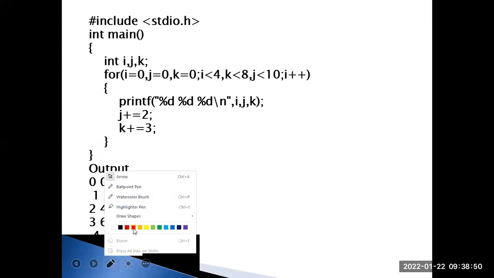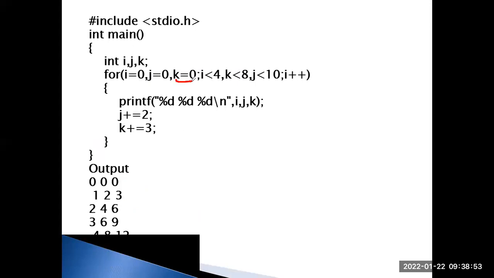Here the conditions are i is less than 4, k is less than 8, and j is less than 10. This is called the conditional statement, and the earlier part is the initialization, expression 1. Finally, there is the increment/decrement. It is not only an increment/decrement; we can also use any mathematical expression.